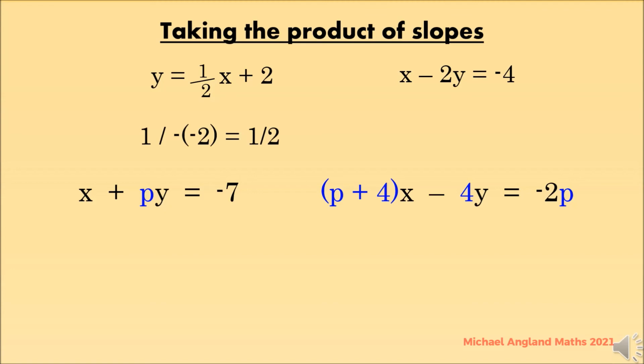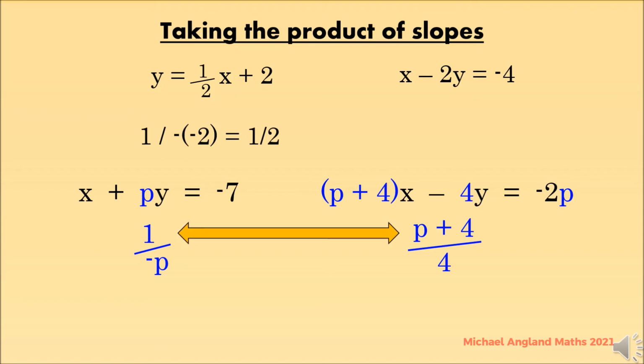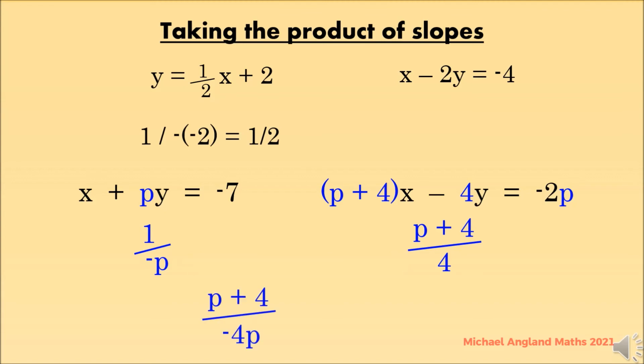So, taking the x coefficient on the left hand side, 1. Taking the y coefficient on the left hand side, that's p. So going 1 divided by the negative of p, we have 1 over minus p. Now on the right hand side, taking the x coefficient, that's p plus 4, and dividing by the negative of the y coefficient, that's 4. So we have p plus 4 over 4. Now take the product. That means multiply the numerators, multiply the denominators. So we get p plus 4 over minus 4p, and we set that equal to minus 1. Now all we need to do is solve.